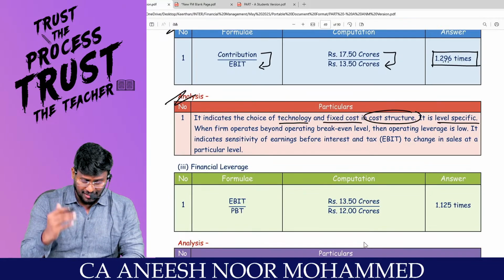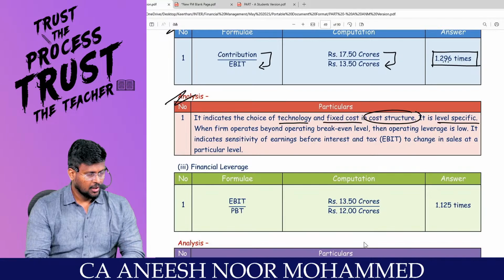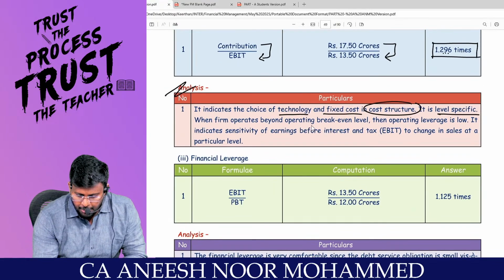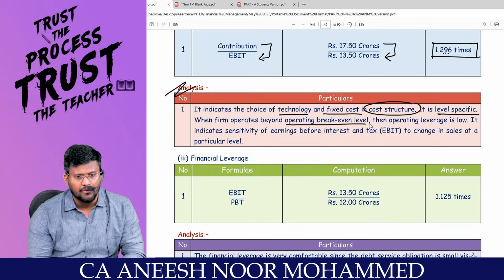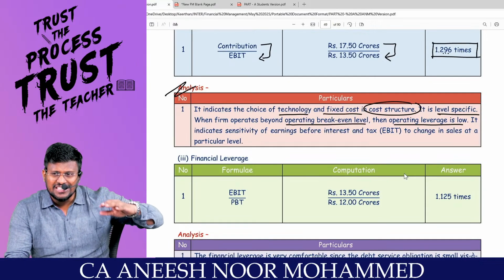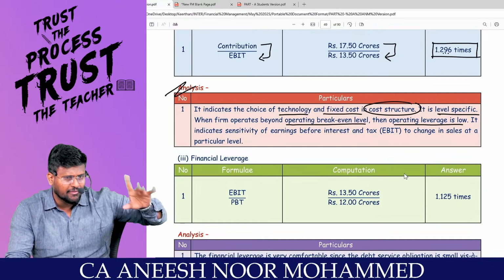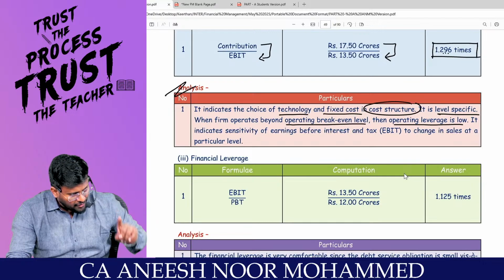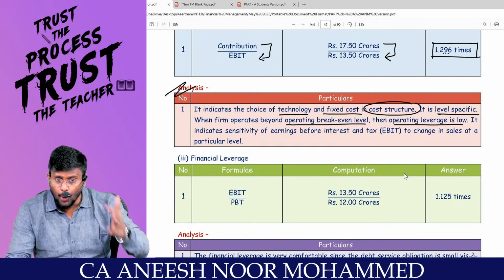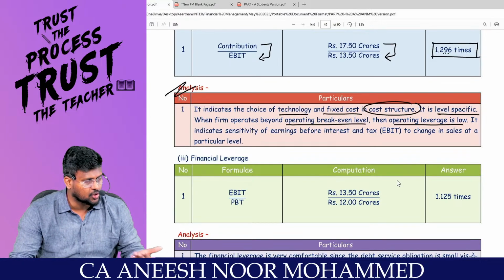So at what level are you incurring fixed cost? When the firm operates beyond the break-even level, the operating leverage will be low. For example, if your sales is more than the break-even level, you will have a margin of safety. If you have a margin of safety, then automatically you will have low business risk because you have covered the fixed cost. Right, sir?